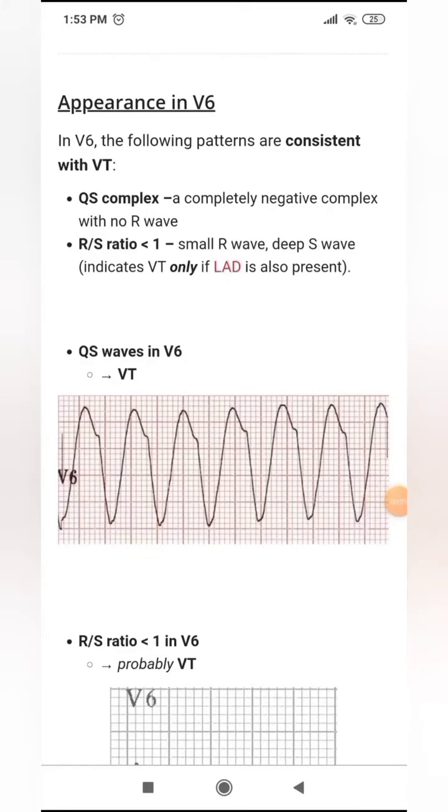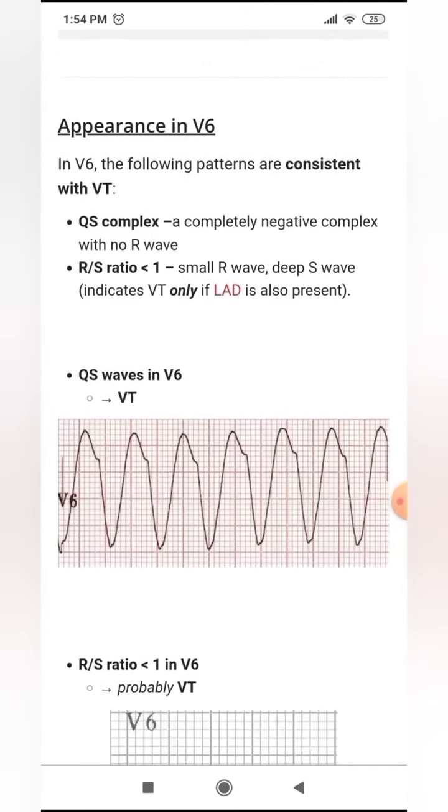Now similarly, if we focus on the V6 lead and just suppose that it's like this, that there is a QS complex, a capital Q capital S complex. What does that actually mean? That there is a completely negative complex with no R wave, then most likely it's ventricular tachycardia.